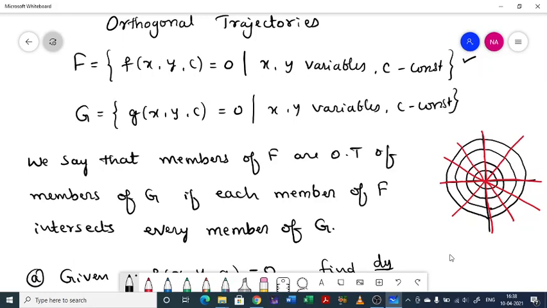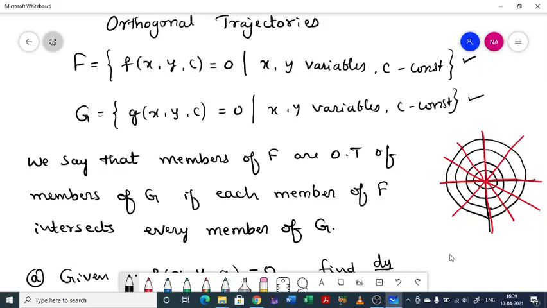That means in such a case, if you take capital F to be the family of all circles and G to be the family of all straight lines, then capital F will be the orthogonal trajectory of capital G. So that we have mentioned here.